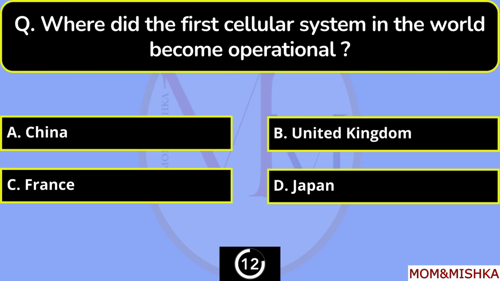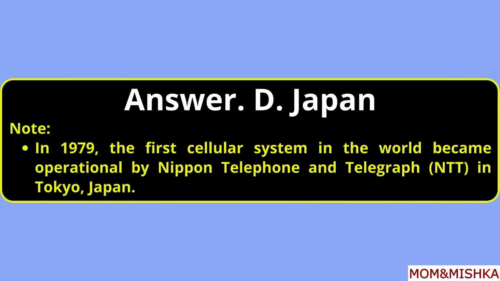Where did the first cellular system in the world become operational? In Japan, option D. In year 1979, the first cellular system in the world became operational by Nippon Telegraph and Telephone NTT in Tokyo of Japan.